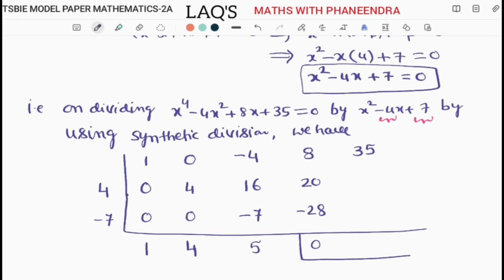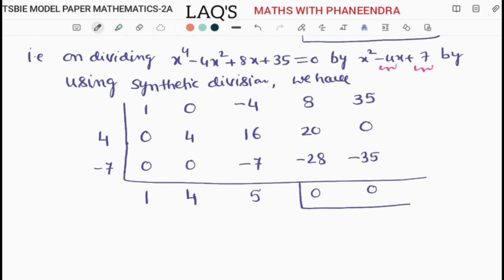Even in the next step itself, 0 into 4, 0. 5 into minus 7, minus 35. If you add these two, again 0. So 4 and minus 7, these are the already factors. So x square, this is the quadratic term, this is the linear term, this is the constant term. So we can write it as x square plus 4x plus 5 equal to 0.